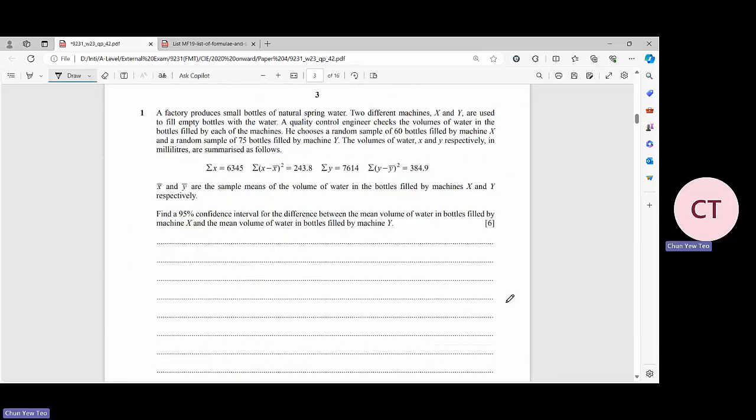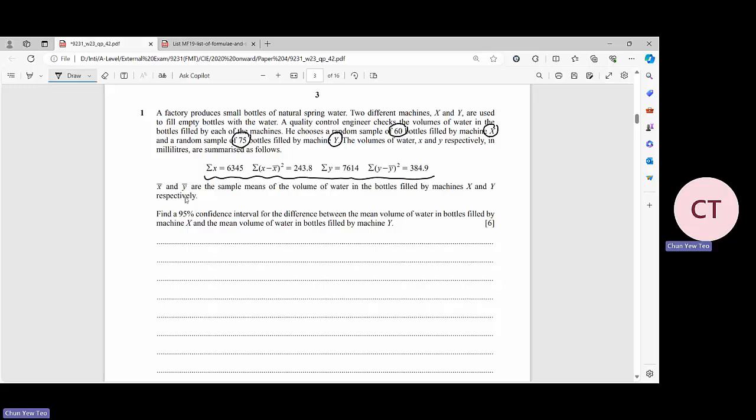A factory produces small bottles of natural spring water. Two different machines X and Y are used to fill empty bottles with water. A quality control engineer checks the volumes of water in the bottles filled by each of the machines. He chooses a random sample of 60 bottles filled by machine X and a random sample of 75 bottles filled by machine Y. The volumes of water X and Y respectively in millilitres are summarized as follows.